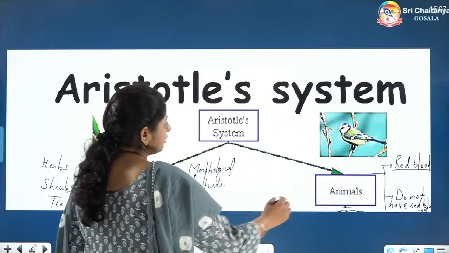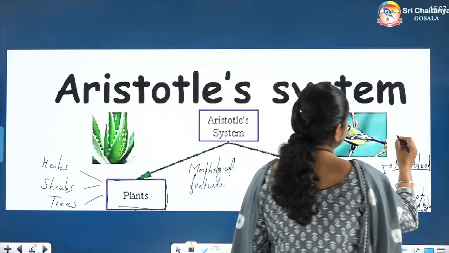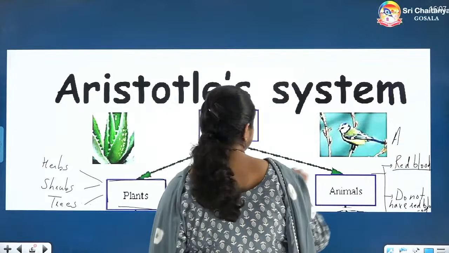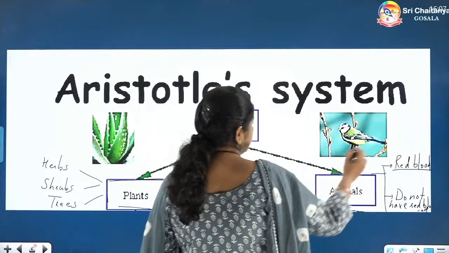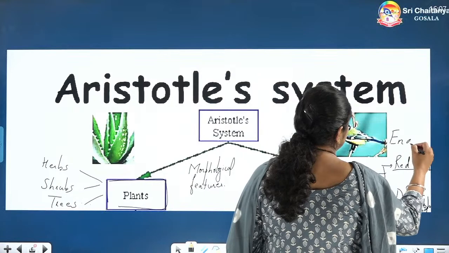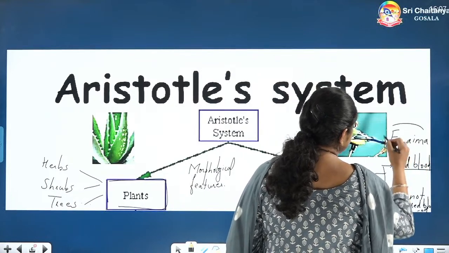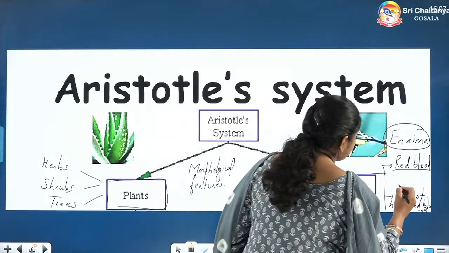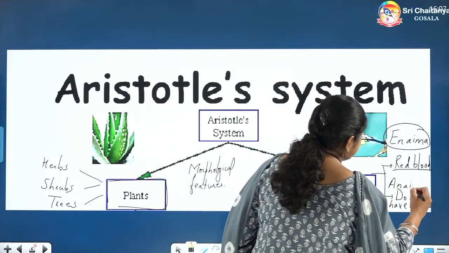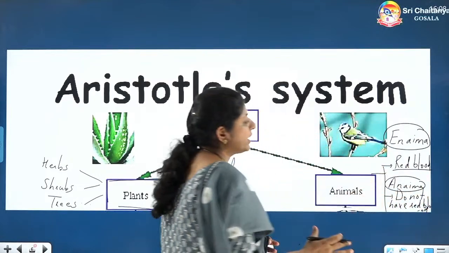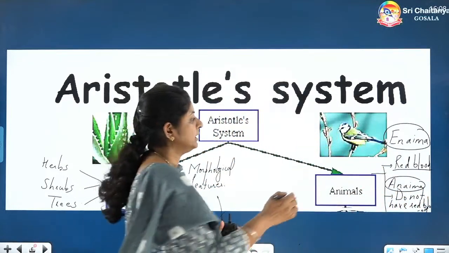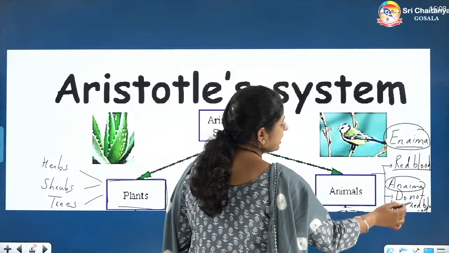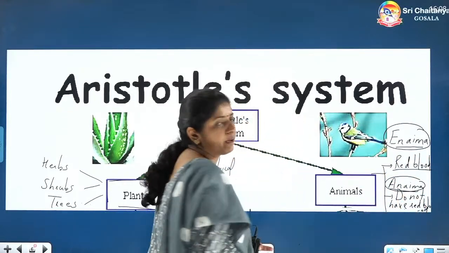What is the name of that group? The red blood containing group, that you call it as anemia. Right, that group you call it as anemia. And which is not having that red blood, that you call it as anemia, right? So those who are having red blood, like in mammals, they are coming under anemia, and which are not having red blood, like cockroach, they are coming under anemia, right?